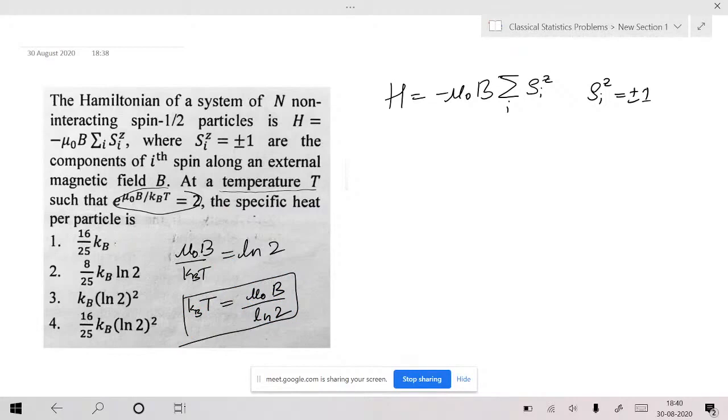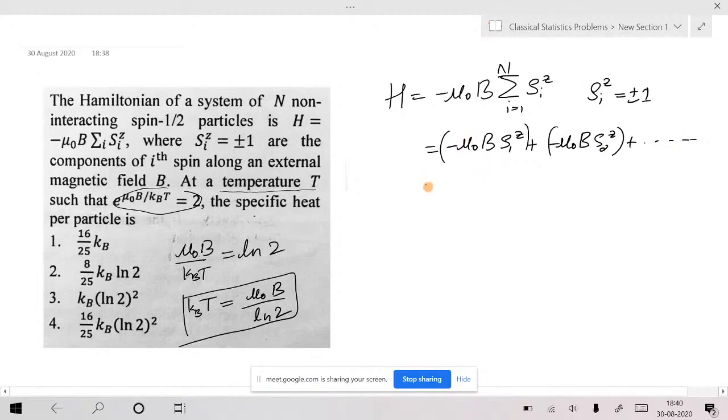One thing that I'm going to suggest here is the most general point: this Hamiltonian is the energy, am I right? Here i goes from 1 to n, as there are n non-interacting particles. You can write this as minus mu naught B S_1^z plus minus mu naught B S_2^z, and so on n times. Now look at one of these energy terms. I'll write it as E_i, which is equal to minus mu naught B S_i^z, the energy of the ith particle.